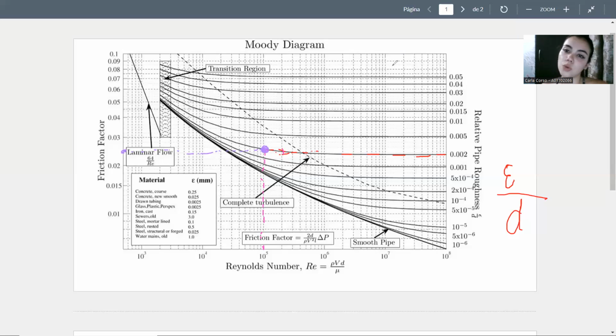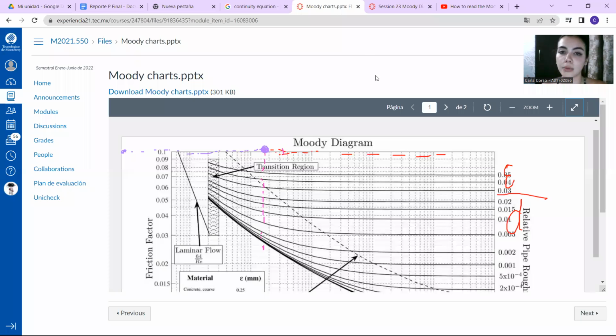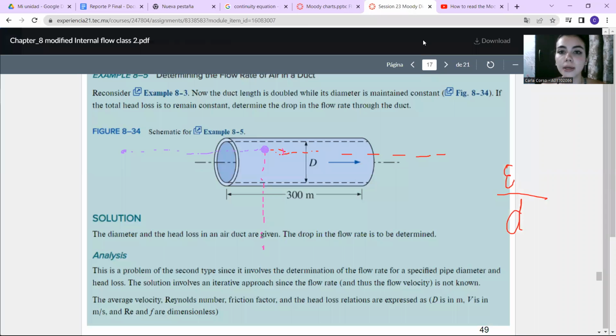After this, I am going to explain problem 8.5 of our book, which is here. May I erase these things? For this problem, they are asking us to obtain the flow rate given only the head loss in an air duct, which are given in this expression. They are not giving us the diameter, nor the velocity, which are the two numbers we need to obtain the Reynolds number.